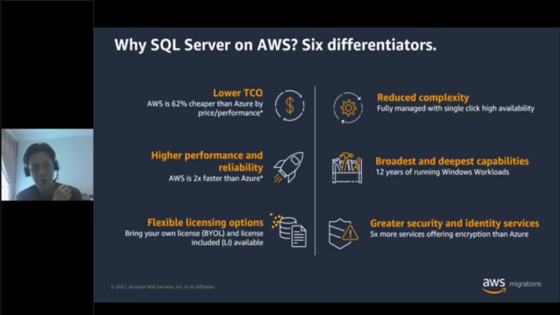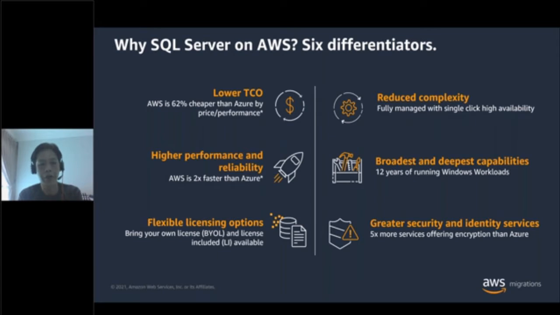When we talk about why SQL Server on AWS, the main reason, from what I can see, is the integration of the relational database services to its AWS services, where we provide the broadest and deepest capabilities that you can run. We also reduce quite a fair bit of the complexity of running database systems on AWS. And obviously, we want to lower your TCO.